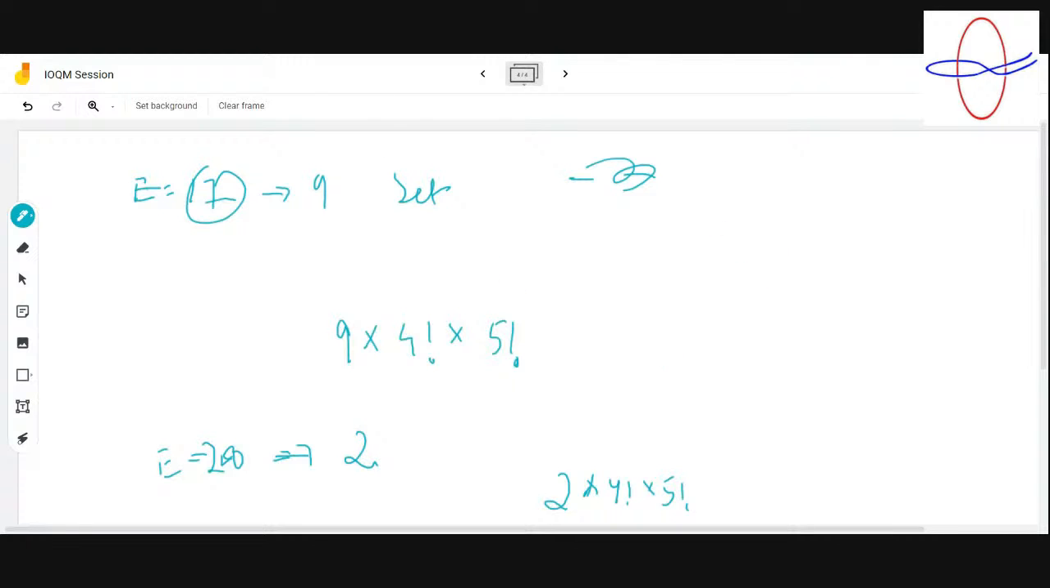Because among the 4 even place digits it's 4 factorial, and 5 factorial is for the 5 odd place digits. Once you fix the 4 even place digits, the set of the other 5 odd place digits is fixed, the collection. Now I have to arrange them. So it's 9 into 4 factorial into 5 factorial, because each of these sets has a different arrangement.